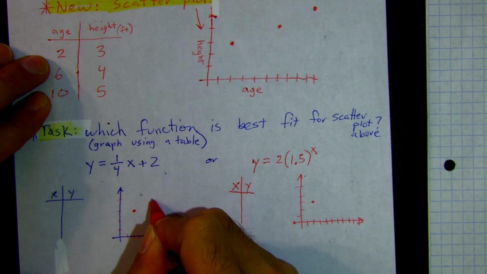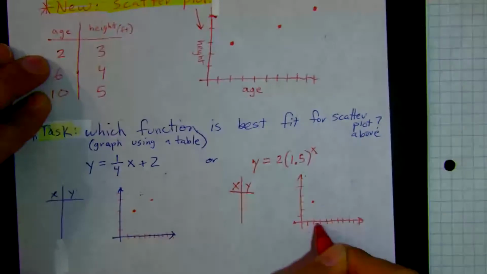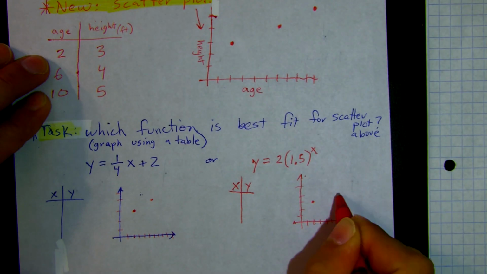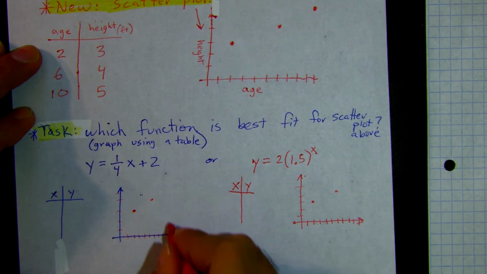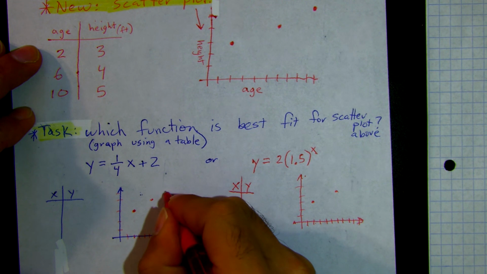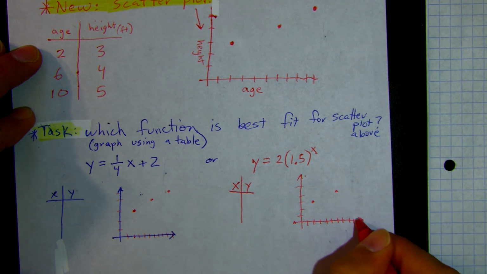So that's maxed out. I know if I did it right, I know it's about there. 10, 5, right? Since I counted up 5 and over 10, knowing that's where those points need to be. See, now I have the scatter plot ready for us to integrate onto these function graphs.